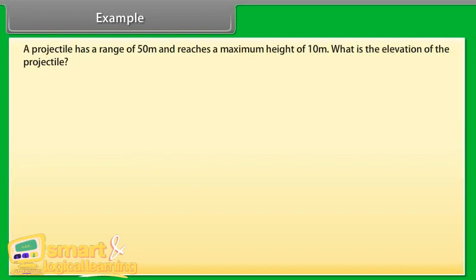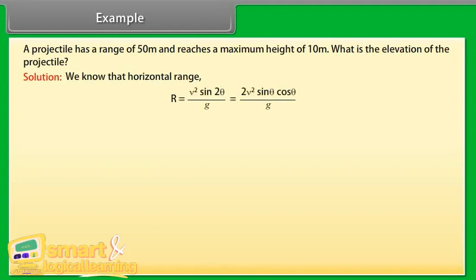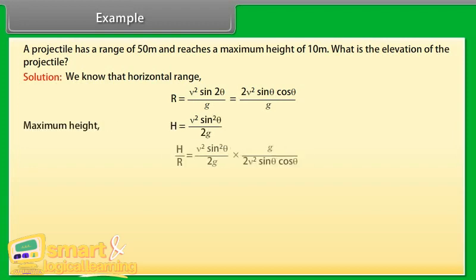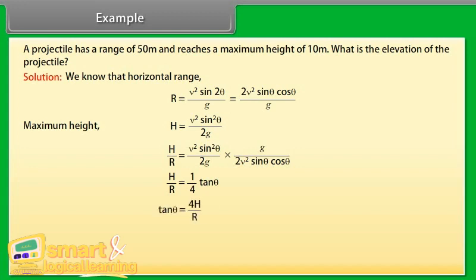Example. Let's take an example of projectile motion. A projectile has a range of 50 meter and reaches a maximum height of 10 meter. What is the elevation of the projectile? Let's see the solution. We know that horizontal range is equal to v square times sin 2 theta divided by g. We derive the relation between height and range, given by h upon r is equal to 1 by 4 tan theta. On calculating this equation, we get the value of theta equal to 38.66 degree.